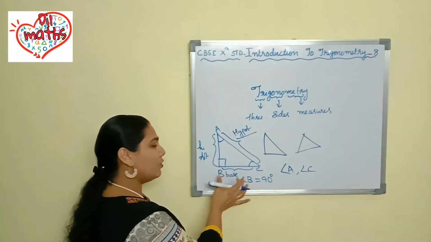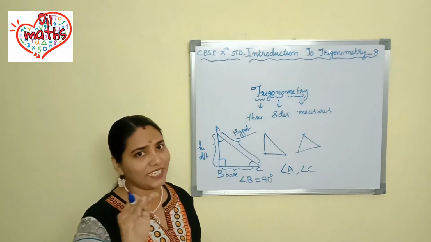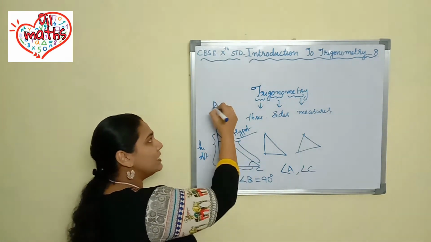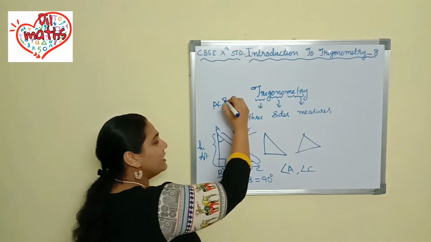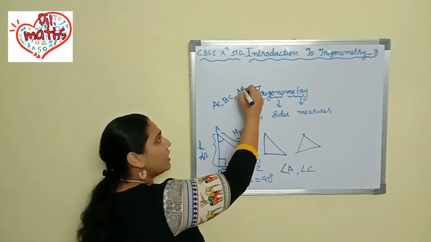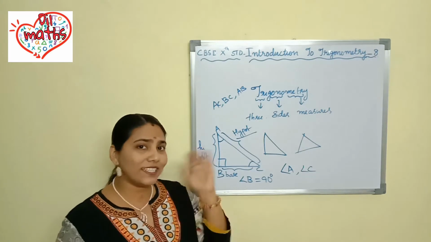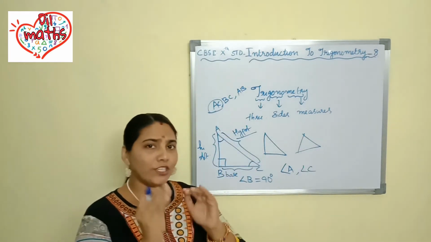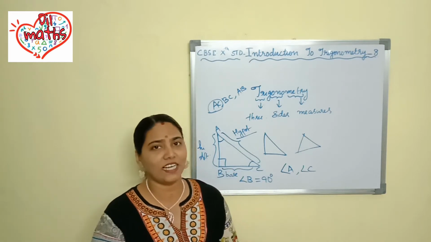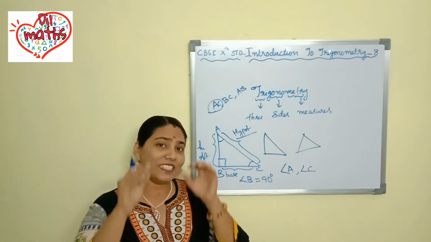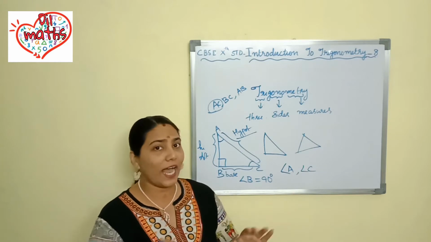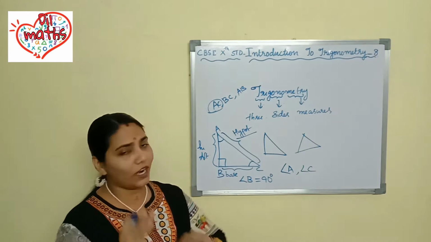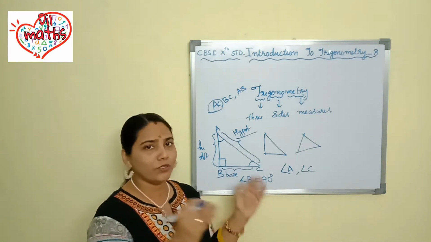Here we know that how many sides are there in a triangle? 3 sides are there in a triangle. Here in this triangle, AC is the hypotenuse and other 2 sides are BC and AB. So in this, which is the longest side? AC is the longest side, because that is the hypotenuse. In every right triangle, hypotenuse will be the longest side. So you understood what is a right triangle and what is hypotenuse.